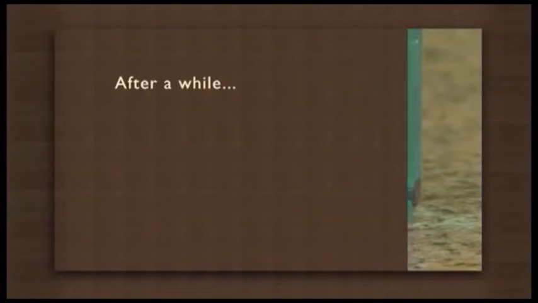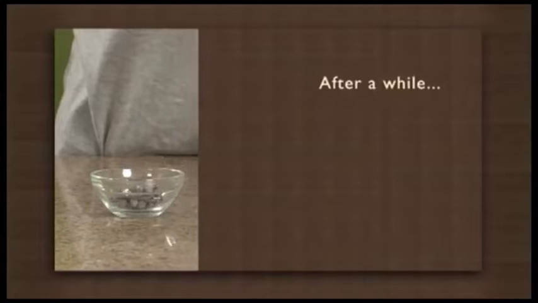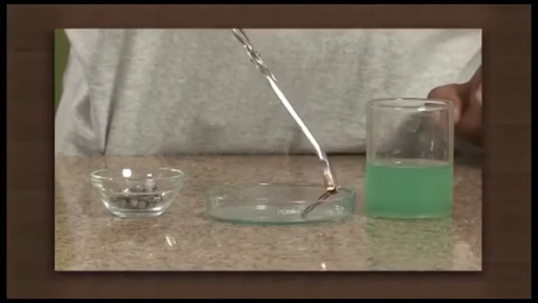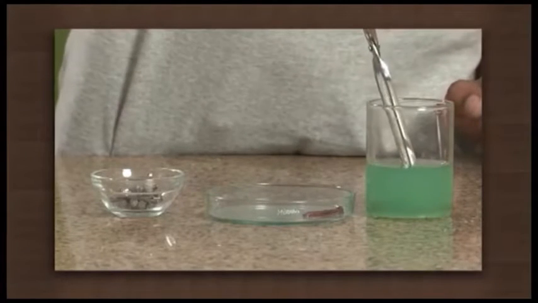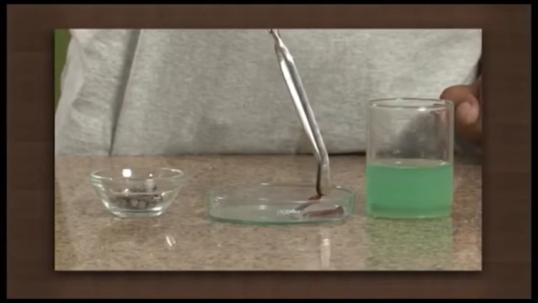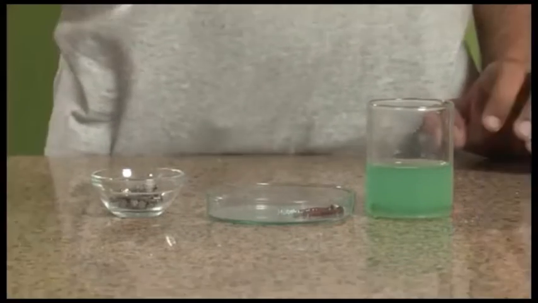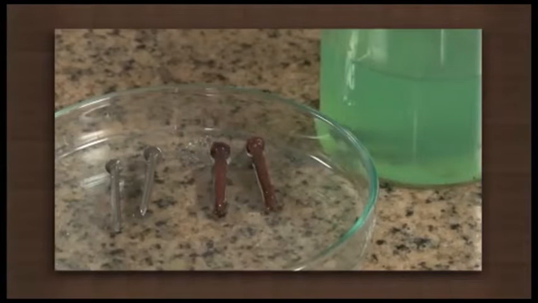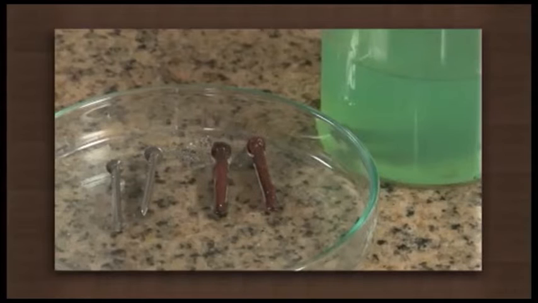After a while, what happened was the iron from the nails replaced the copper in the copper sulfate solution and formed iron sulfate, and the displaced copper precipitated out and settled on the iron. The nails therefore changed to the color of copper while the solution showed the characteristic green color of ferrous sulfate.